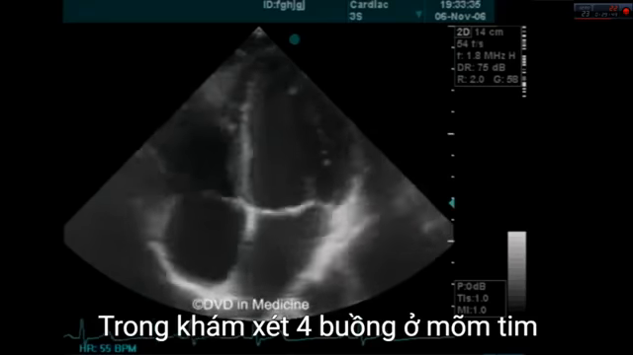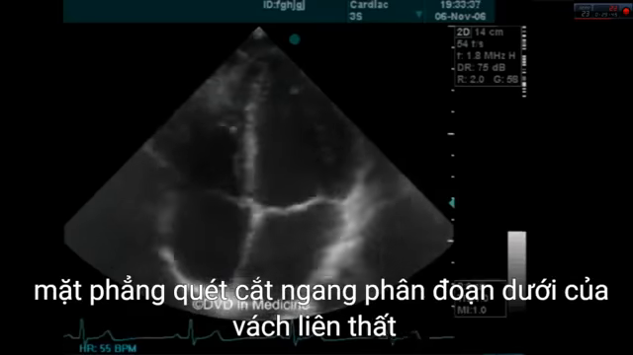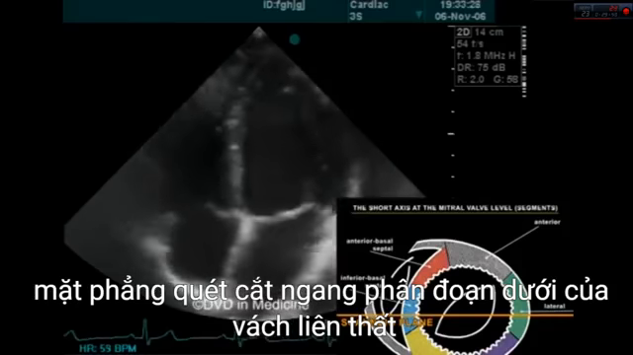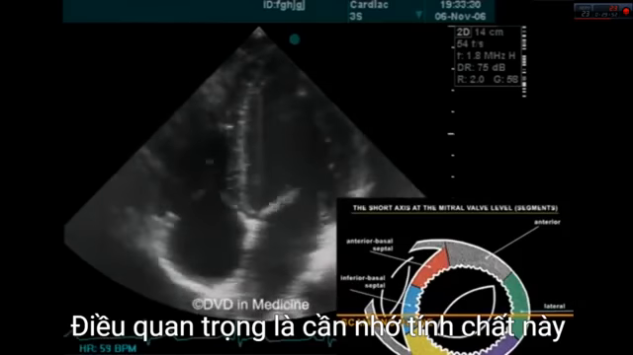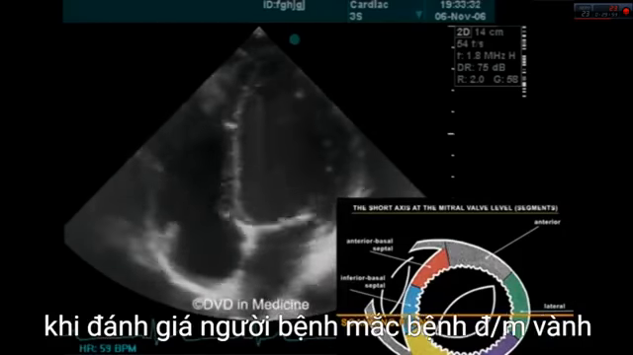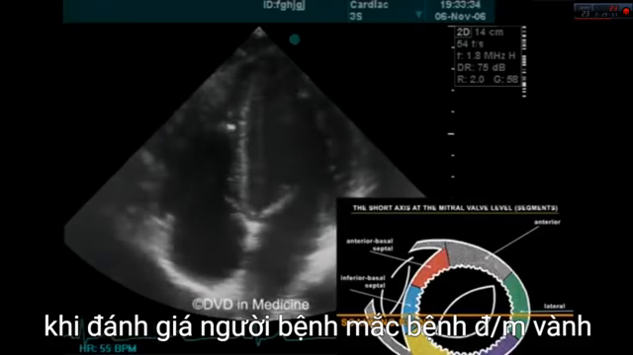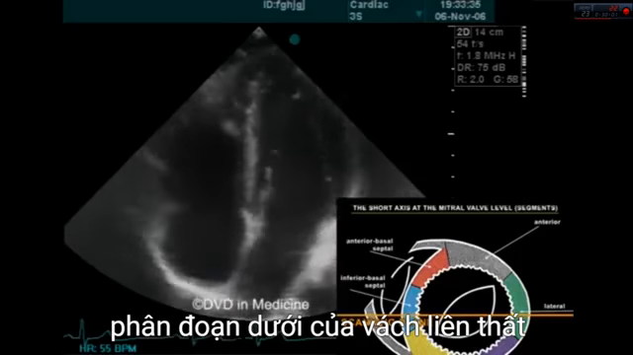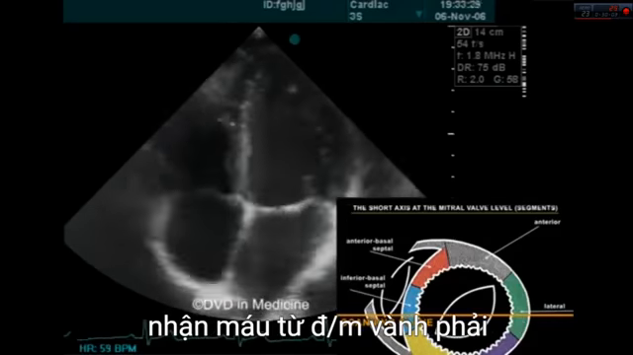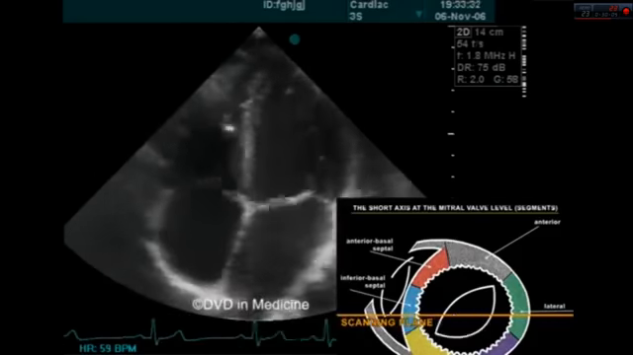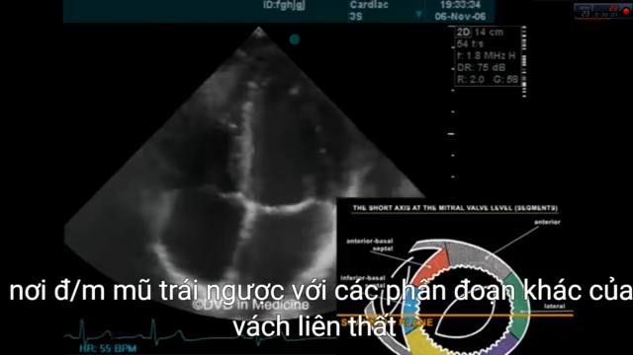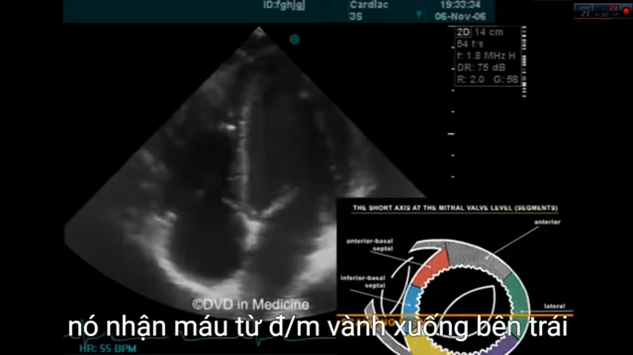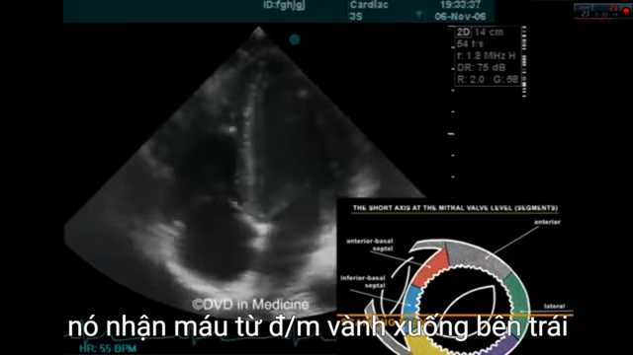In an apical four-chamber examination, the scanning plane crosses the inferior segment of the interventricular septum. It is important to keep this aspect in mind when assessing the patient with coronary heart disease. In typical cases, the inferior segment of the interventricular septum receives blood flow from the right coronary artery or the circumflex artery, as opposed to other segments of the interventricular septum, which receive blood from the left descending coronary artery.